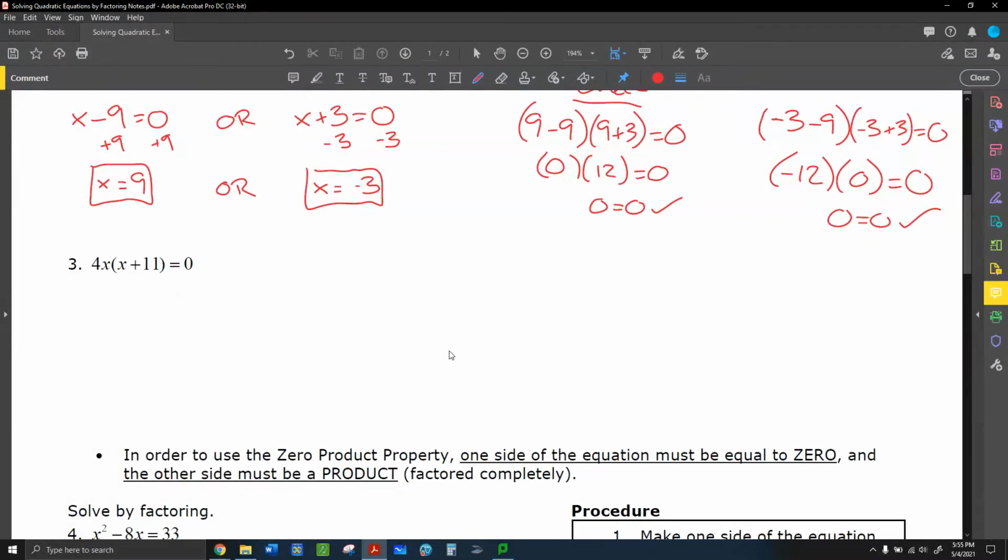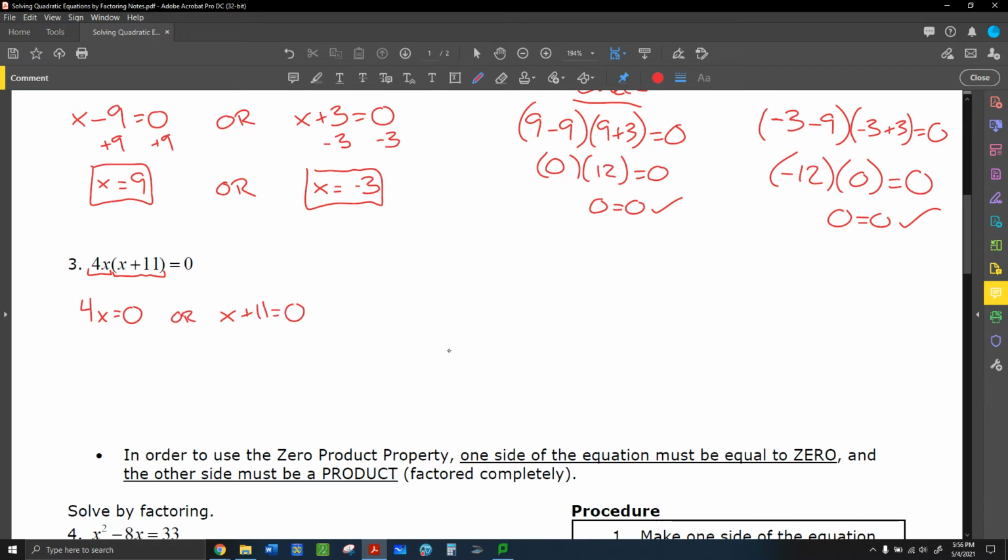We have 4x times the quantity x plus 11 equals 0. Again, we can use the zero product property. This is already factored. We can see that we have something times another thing is equal to 0. And it doesn't necessarily have to be two factors. It can be multiple factors, but we have a product of factors equal to 0. So what we can do is set each factor equal to 0. So 4x equals 0 and x plus 11 equals 0.